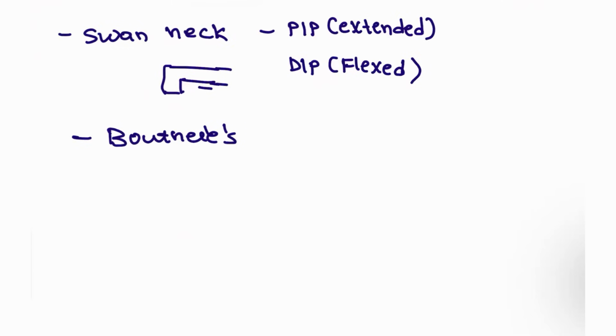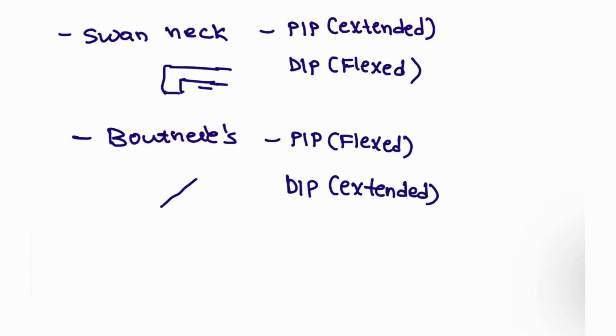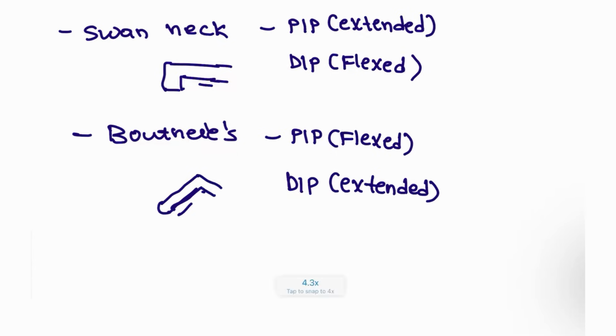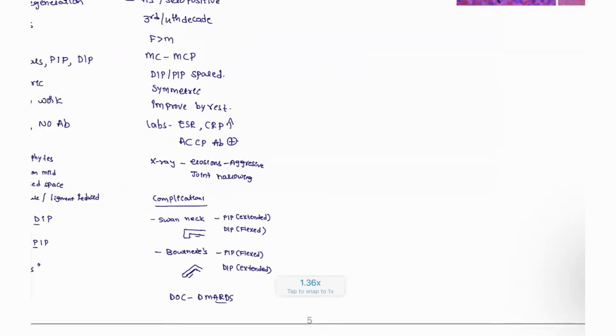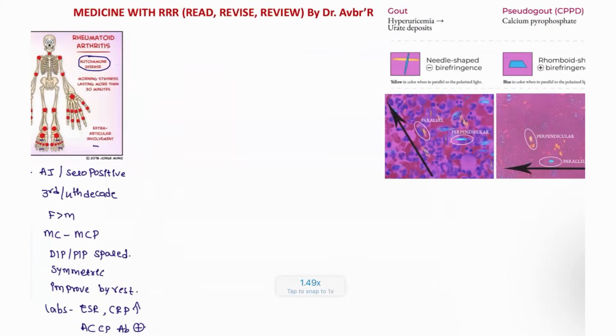Next, patients with the Boutonniere deformity, it is opposite to that. PIP will be flexed and DIP will be extended. That means it is going to be seen this way. The DIP will be extended, PIP will be flexed. This is seen in this patient. What about the drug of choice for this patient? DMARDs. This rheumatoid arthritis drug should be given to this patient. Commonly we are going to give hydroxychloroquine.